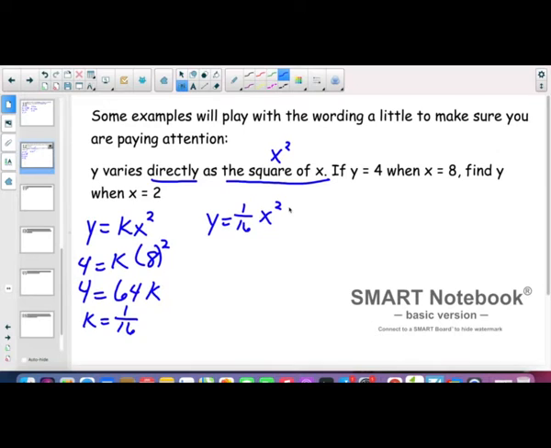And now I'm going to try to answer the question. It says find y when x equals 2. So y equals 1/16 times 2 squared. 2 squared is 4, and 4 times 1/16 is 4 over 16, or 1/4.